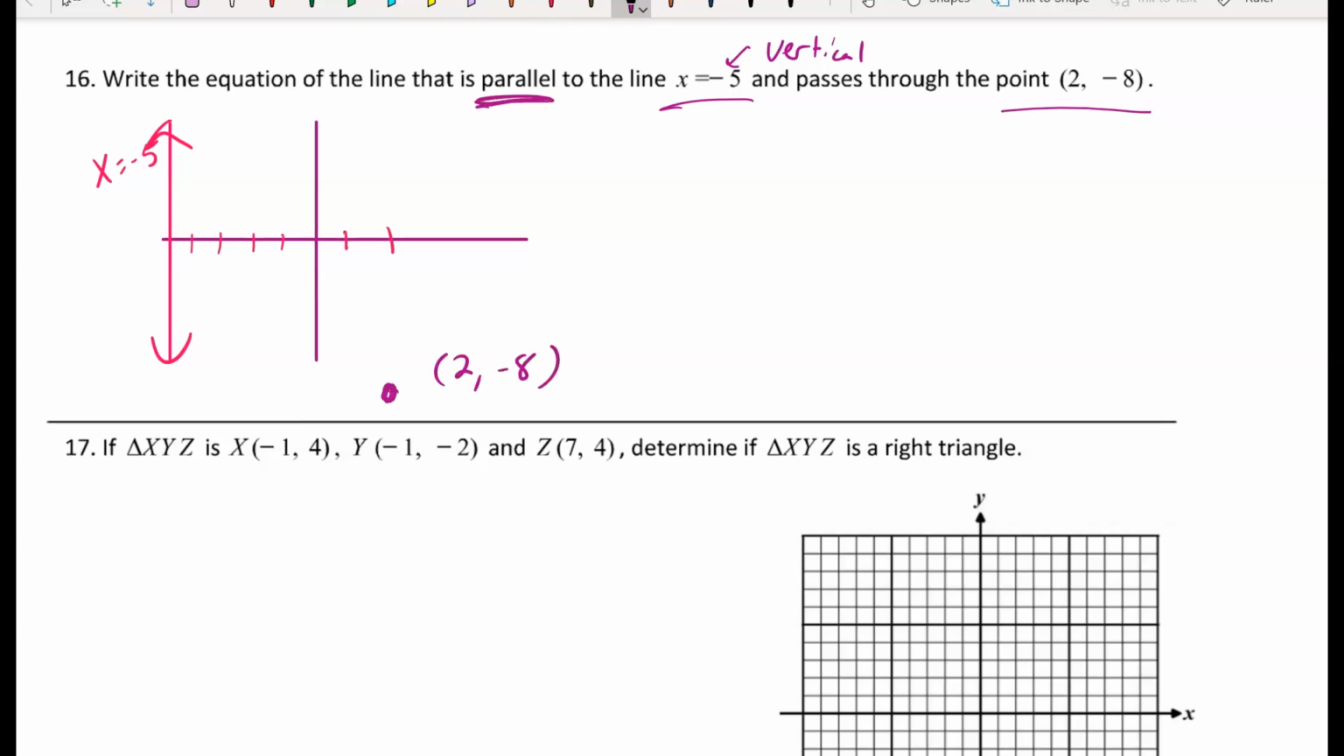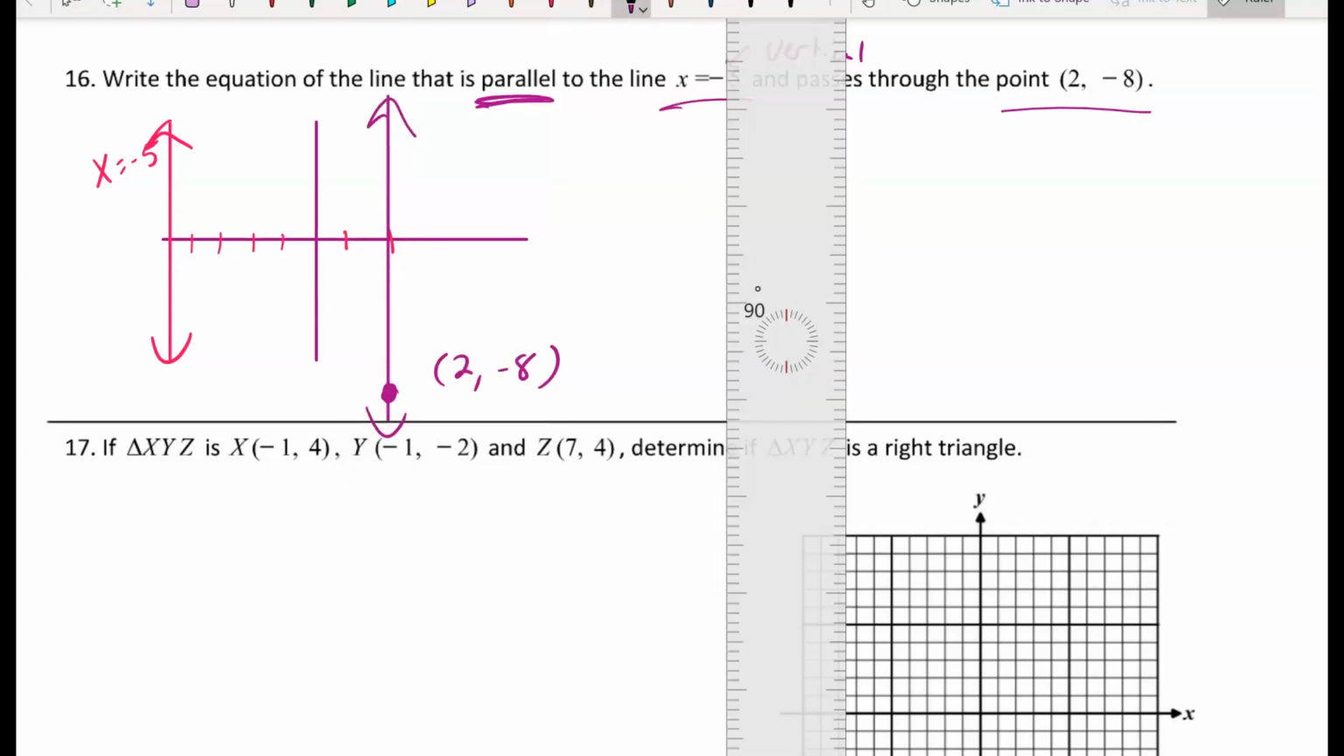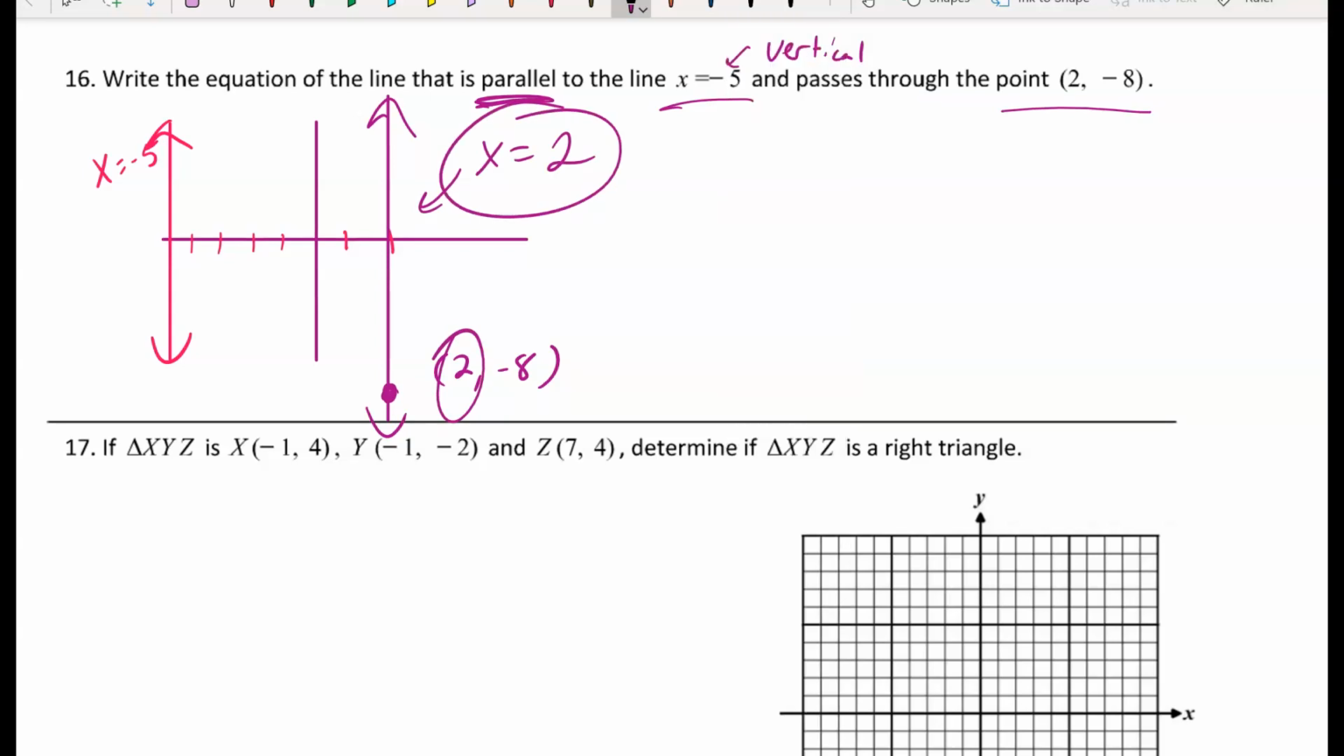Remember, if I want it to be parallel, I want it to never intersect, and I have to have the same slope. So a line parallel to a vertical line should be another vertical line. A vertical line is of the form x equals, and all of my x values on this line are going to be 2. So the equation of that line is x equals 2. If I instead wanted a line that's perpendicular to that line, maybe I'd be thinking about some sort of horizontal line, but we'll get there in a minute.